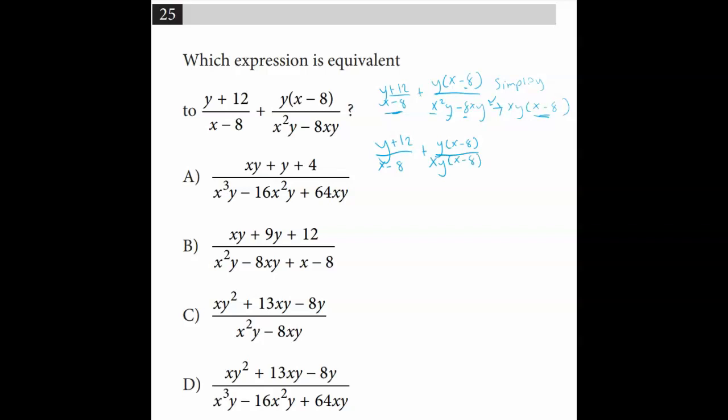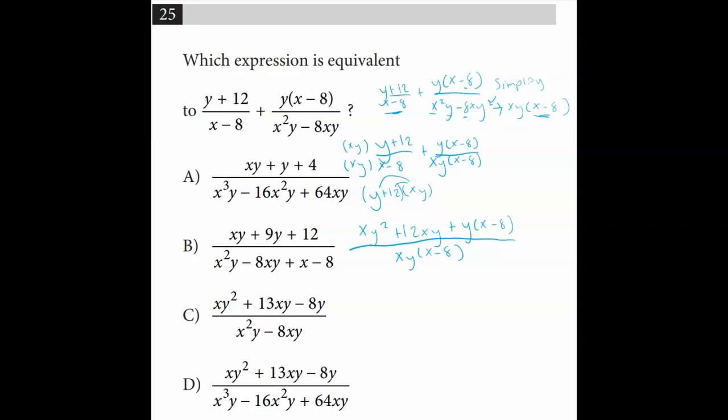And so to get it under like denominators, all I have to do is multiply this side by x and y in order to be able to add the numerators. So let's go ahead and do that. We get y plus 12 times xy. So let's distribute the xy, and we get xy squared plus 12xy. And then we would be able to add this y times (x minus 8) because we'd have like denominators, and at the bottom we would have xy times (x minus 8).